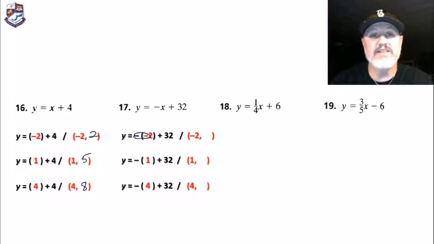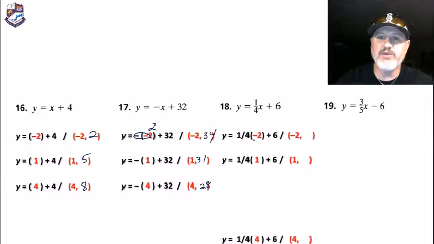A negative times a negative is a positive. 2 plus 32 is 34. 32 minus 1 is 31, because that's a -1, right? And 32 minus 4 is 28.